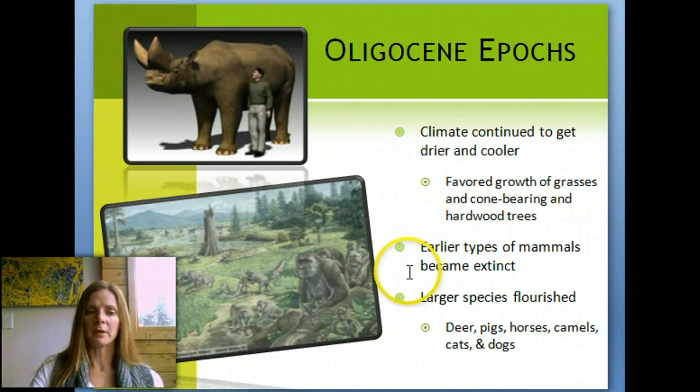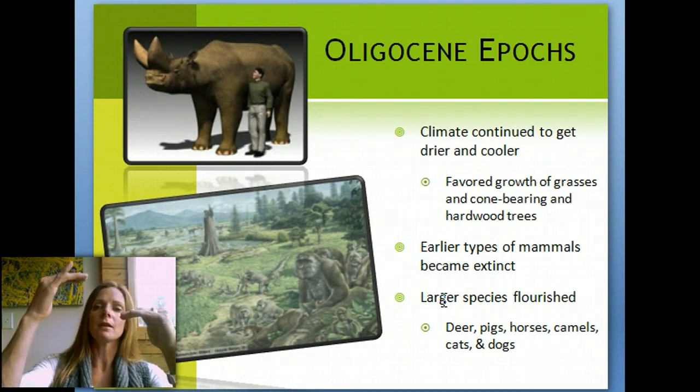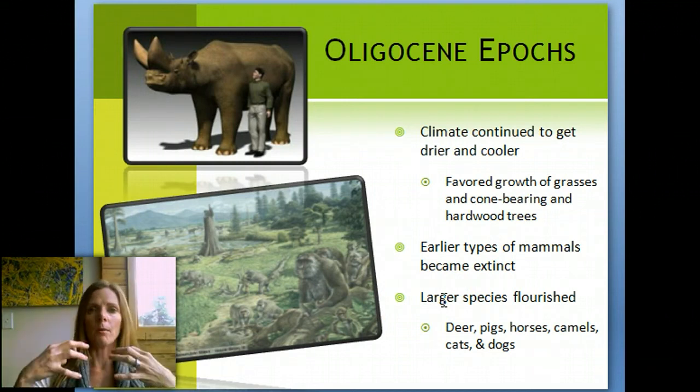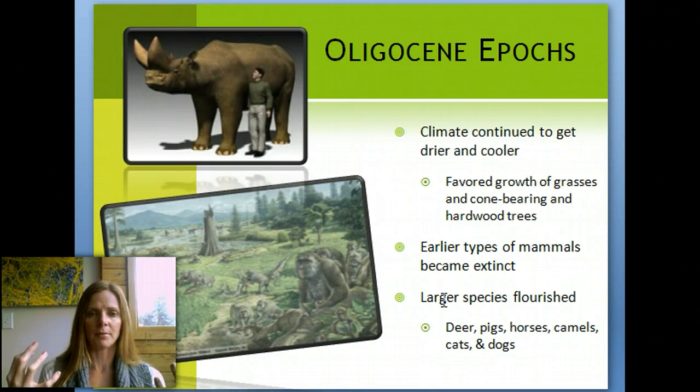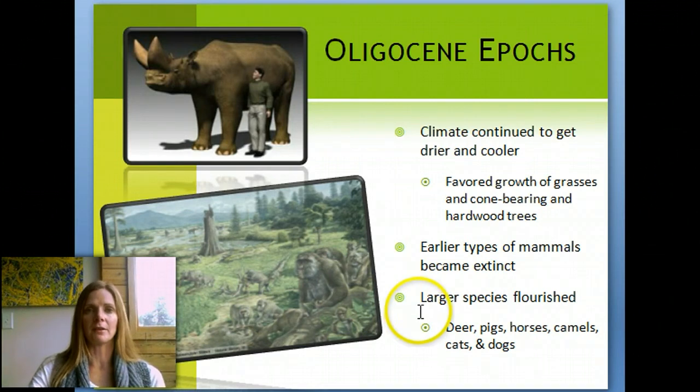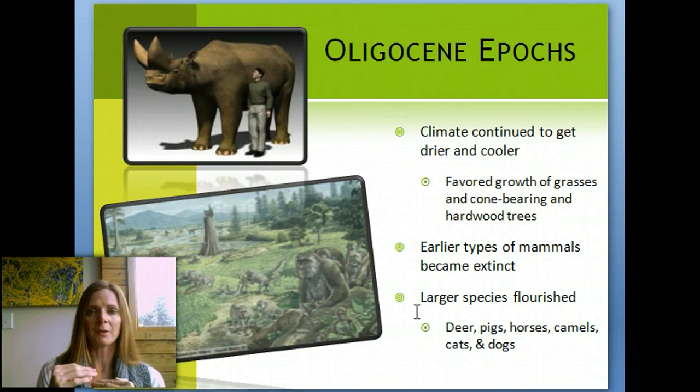Earlier types of mammals became extinct. Larger species started to flourish. So you have this constant up and down of what kind of species are going to flourish at this time period. So during the Oligocene, now all of a sudden you have larger species that are flourishing. Maybe due to competition or survival of the fittest. Again, it's going to constantly do this up and down, where you might have smaller species at one time that are flourishing versus the larger.